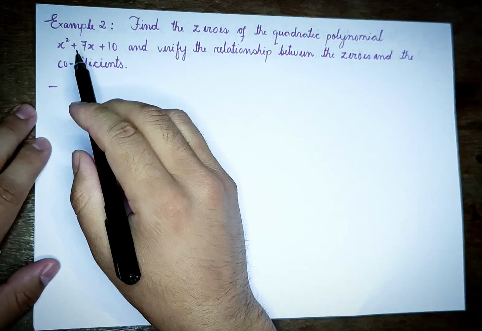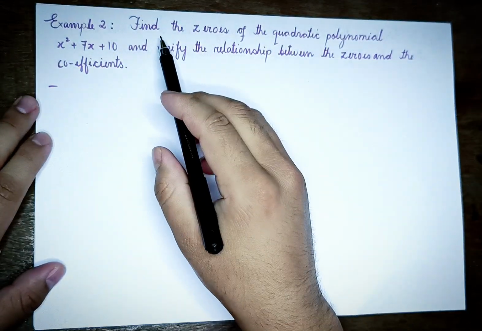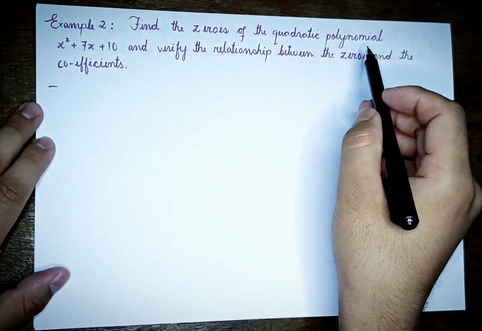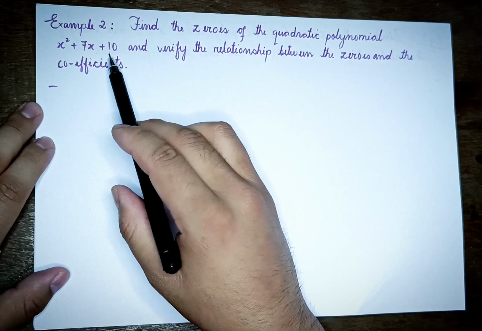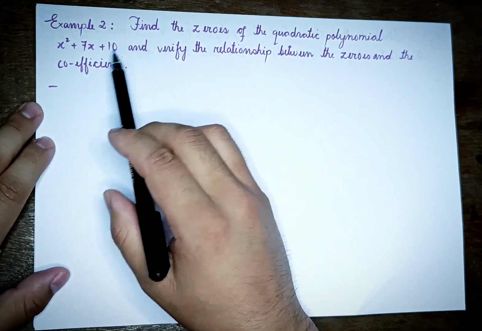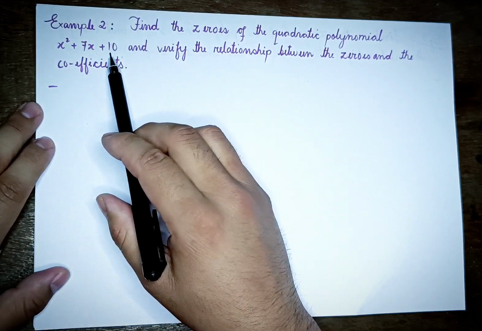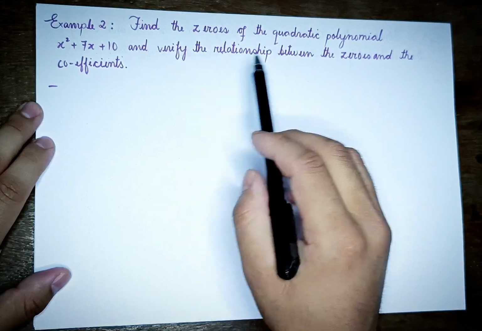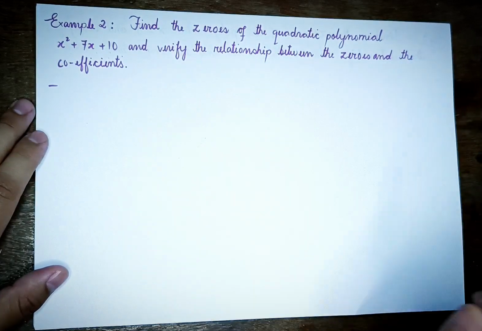Here, let's solve example number 2. Example number 2 says: find the zeros of the quadratic polynomial x squared plus 7x plus 10. Here is a quadratic polynomial. We are going to be finding out the zeros of this quadratic polynomial, and also we will be verifying the relationship between the zeros and the coefficient.